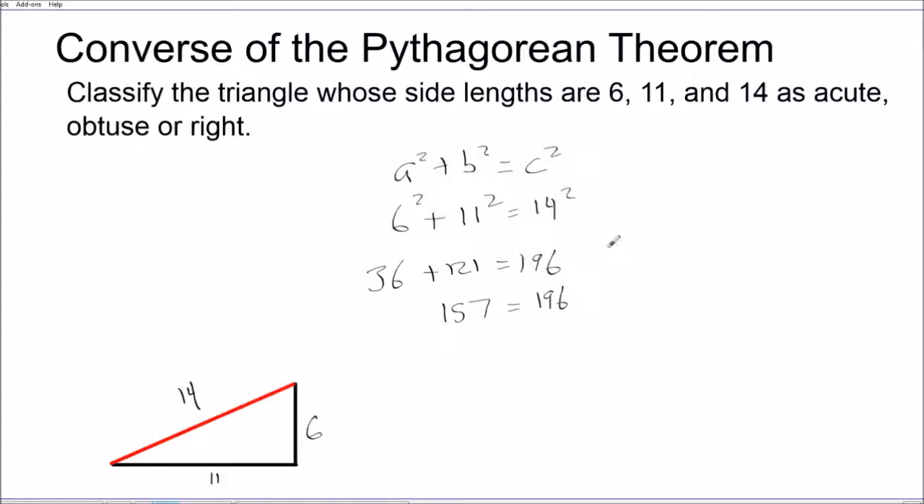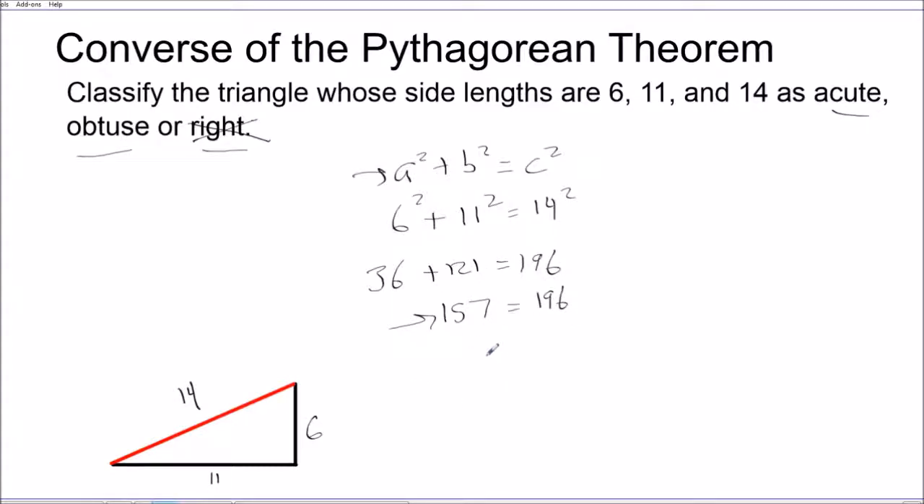Okay, first of all, is that true or false? Pretty clearly that's false. 157 is not equal to 196. So we have acute, obtuse, or right. Can you tell me what the answer is now? Or could you tell which of those answers is definitely wrong? Now remember, we said the Pythagorean theorem will always work for a right triangle. And it didn't work. So it is not a right triangle. Okay, so that's out. Now we have to interpret this result and see what it means.